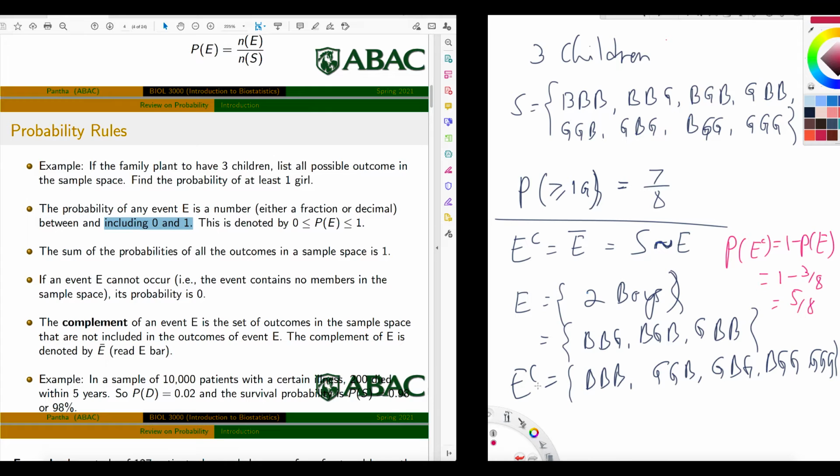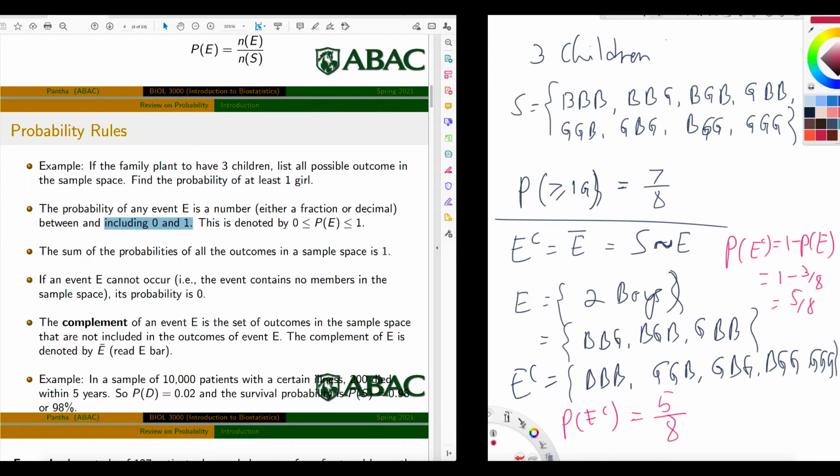Another way is just to list the outcomes in the E complement. That is the E complement. So what is the probability of E complement? Just find it from the E complement outcomes. That is 1, 2, 3, 4, 5. So 5 out of the total in the sample space, which is 8. So you can do either way. Either way you do, you will get the same answer.